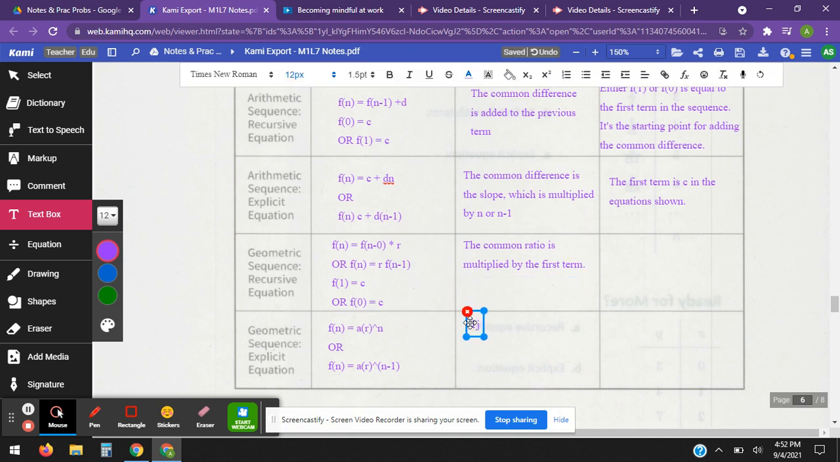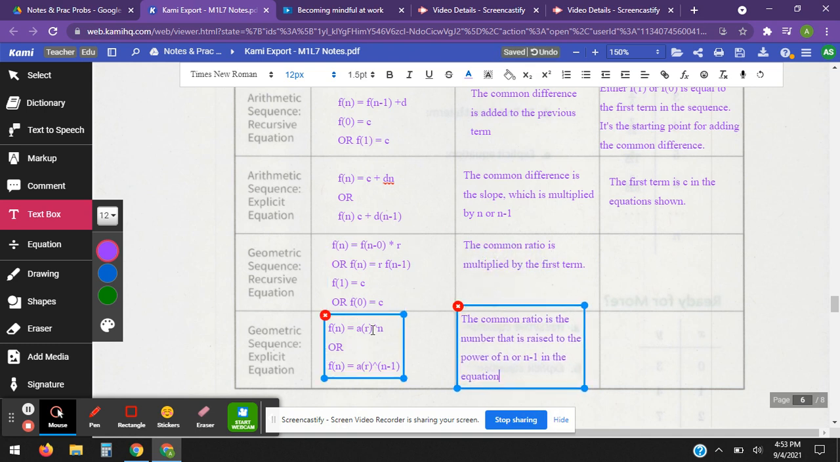Here, down here, same idea. The common ratio is the number that is raised to the power of n, or n minus 1, in the equation. Okay, so here it's our number that's repeated over and over, that's raised to the power.